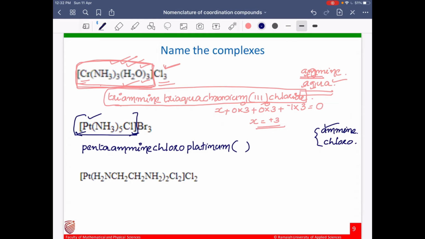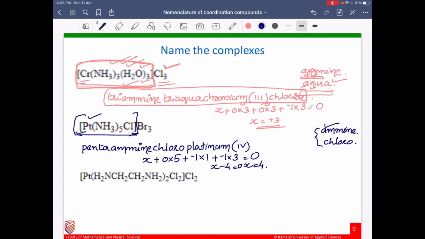How will we calculate the oxidation state of platinum? Platinum oxidation state I don't know, that is X. Plus ammonia doesn't have any charge. Total 5 ammonia is there. Plus chlorine is having a charge of -1. One chlorine is present. Plus Br3. So total -1 into 3. So total it should be 0. So if I calculate, I will get X minus 4 equal to 0. So X equal to 4. So the oxidation state of platinum should be 4.